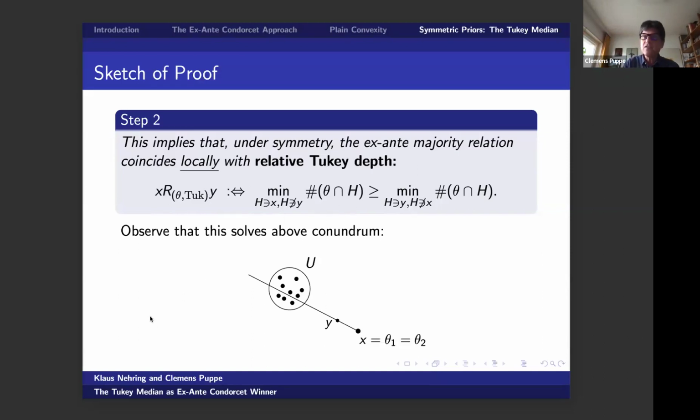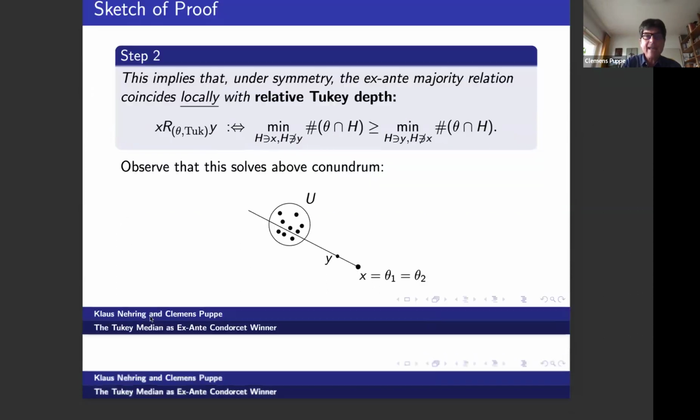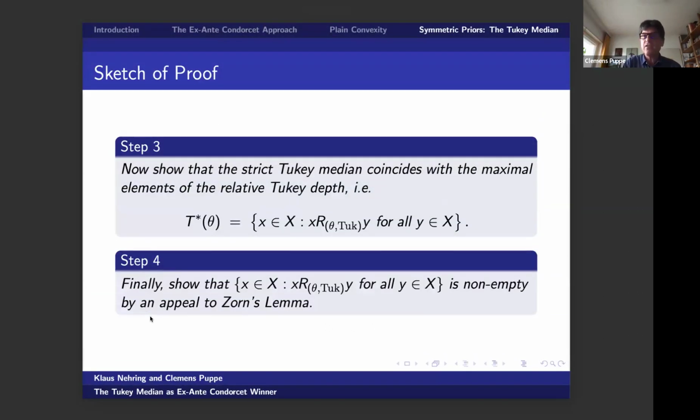So this is already the solution of the conundrum, and we have to go on, and these are the 2 remaining steps here in the proof. Now you have to show that the strict Tukey median coincides with the maximal elements of that relation that I have just shown to you. Okay, this is already some work. And then finally, you have to show that this set, the maximal elements of relative Tukey depth, is non-empty.